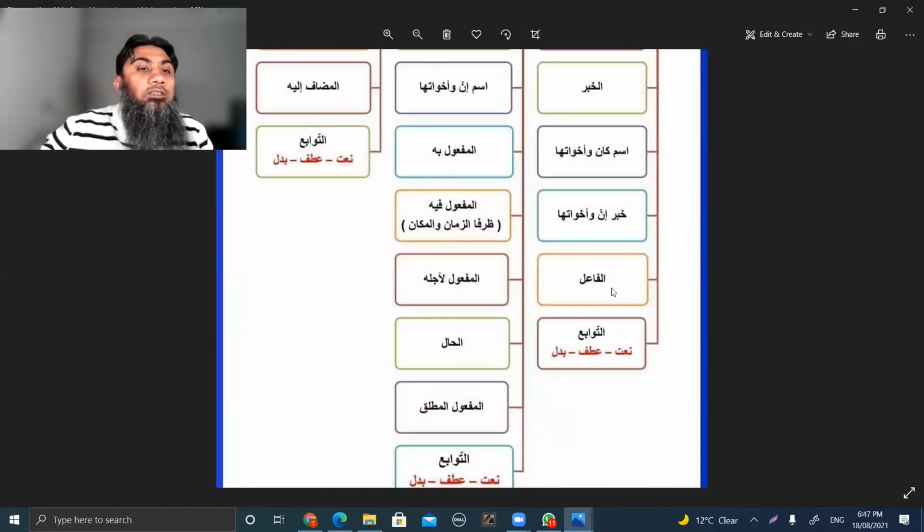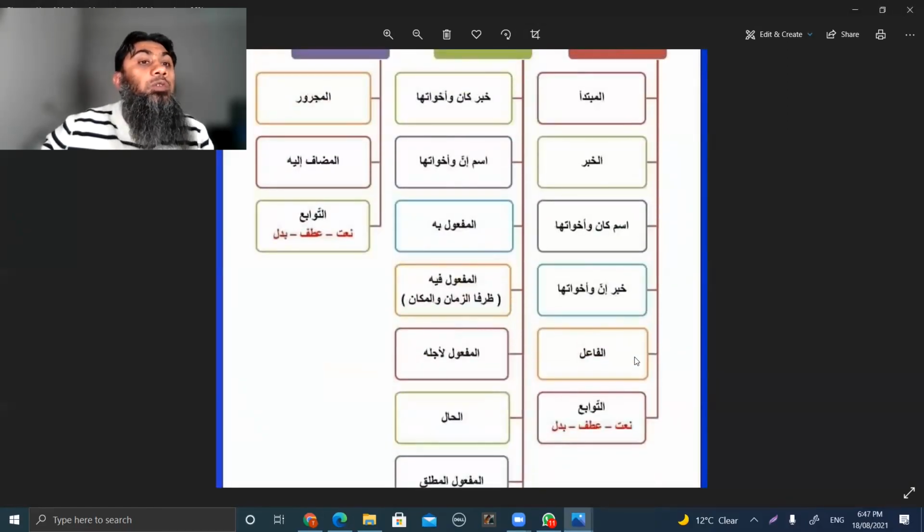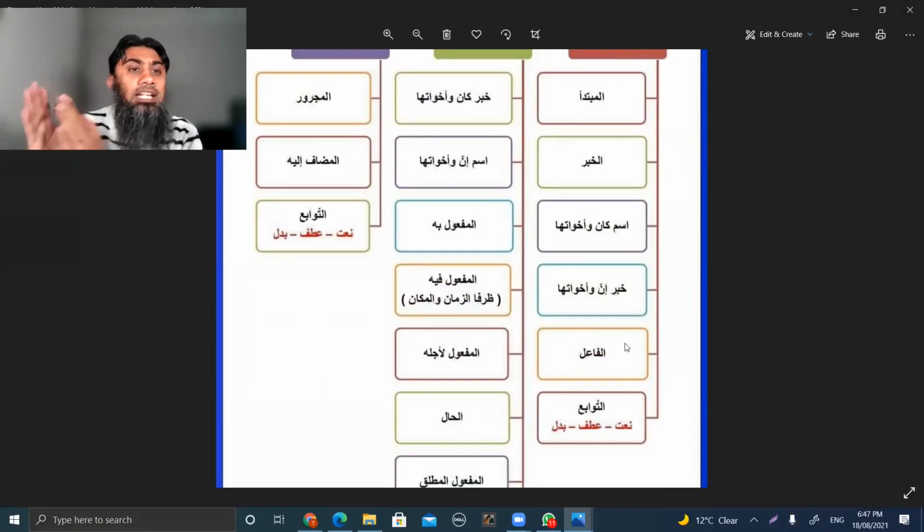And then the next one is al-fa'il. What is al-fa'il? We know that in case of jumlatul fi'liya, you need a fa'il as well. Sometimes a built-in fa'il and sometimes an outside fa'il. But in both cases, it is in rafa status. And last it says at-tawabi.